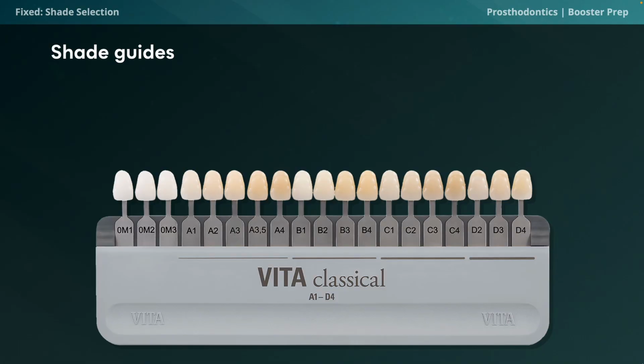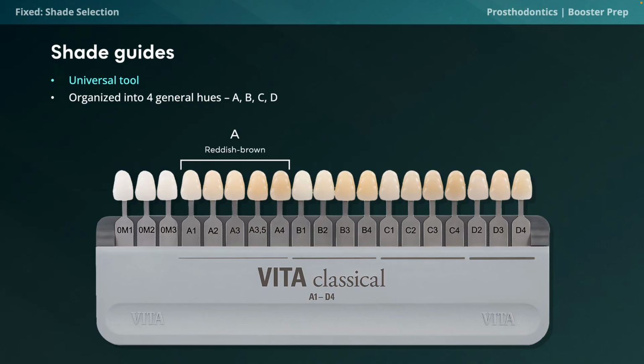And now I gotta dedicate a minute to one of the most important tools we use in shade selection, the shade guide. Shade guides are universal tools that help us systematically select the appropriate color for restorations. A typical shade guide is organized into a series of hues that are arranged from light to dark. For example, the A hues fall within the reddish-brown color family, B hues are reddish-yellow, which is common for lighter, more vibrant tooth colors, C hues are gray, and D shades are reddish-gray.